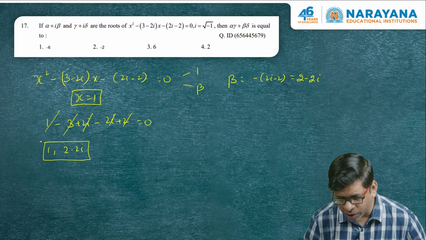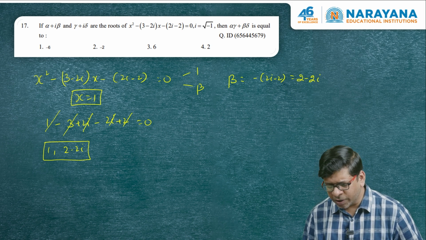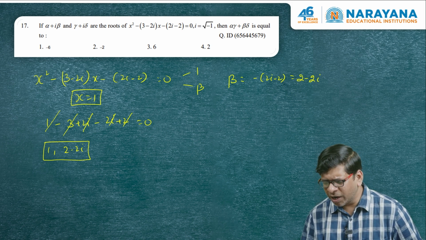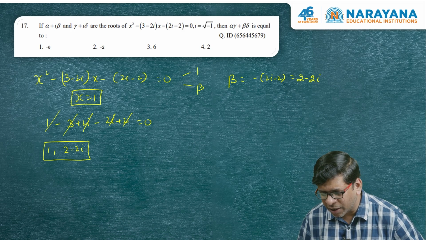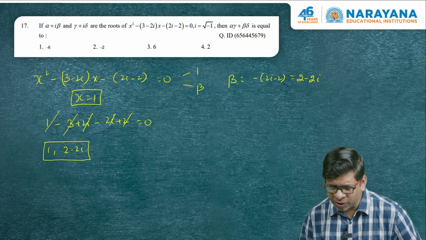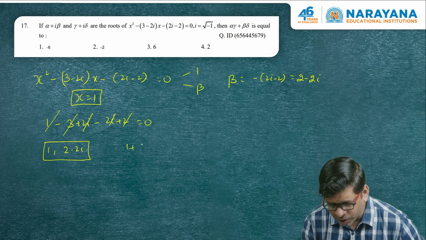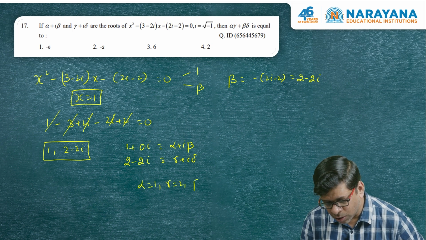If you want, you can use the quadratic formula, which is Sri Narayana formula, minus b plus minus root over b square minus 4ac by 2a. Again, we'll get the same result. Now they're saying alpha plus iota beta and gamma plus iota delta are the roots, and they have not mentioned which one is alpha, which one is beta, which one is gamma, which one is delta. It means we can take anything. So 1 plus 0 iota and 2 minus 2 iota. If this is alpha plus iota beta and this is gamma plus iota delta, so alpha equals 1, gamma equals 2, beta equals 0, delta equals minus 2.